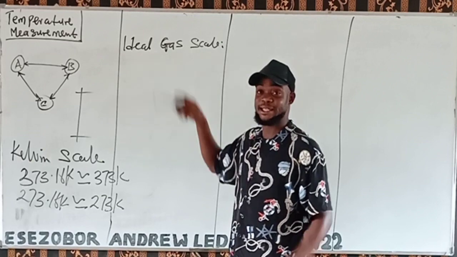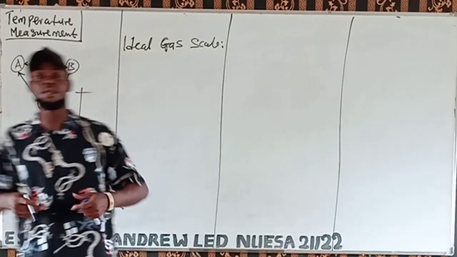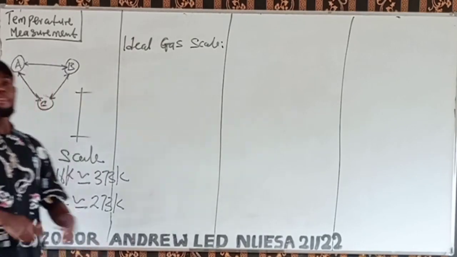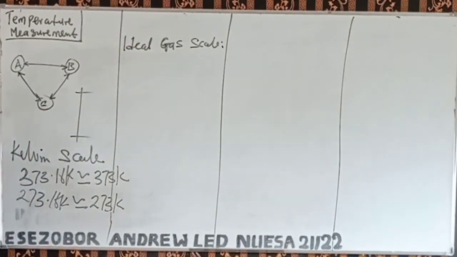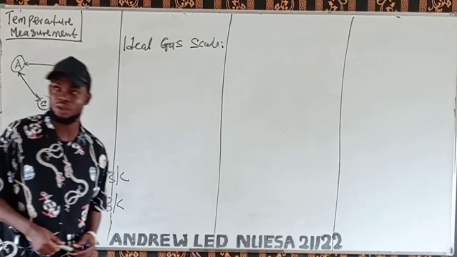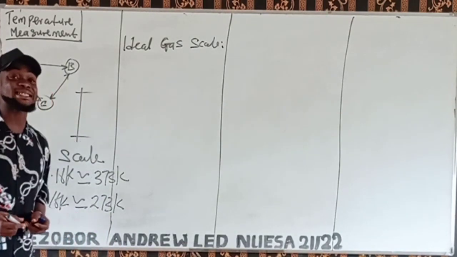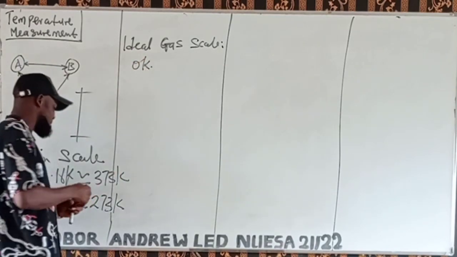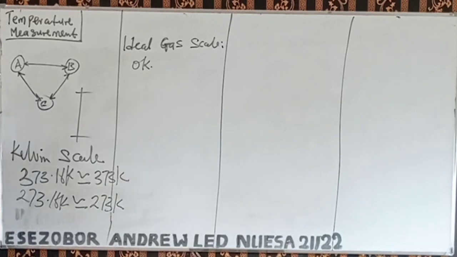Now let's look at the ideal gas scale, the upper and lower fixed points. Let me start from the lower. The lower fixed point of the ideal gas scale is the absolute zero temperature, which is assigned a value of 0 Kelvin.